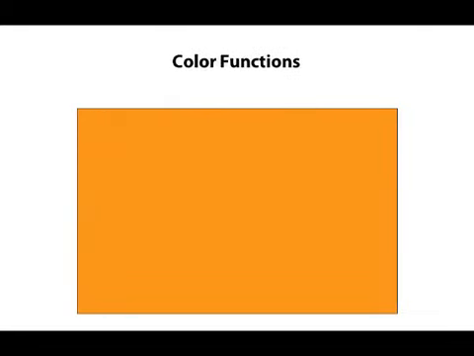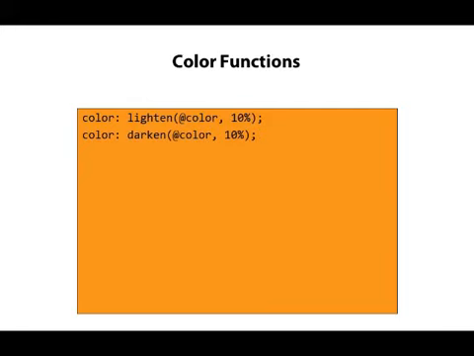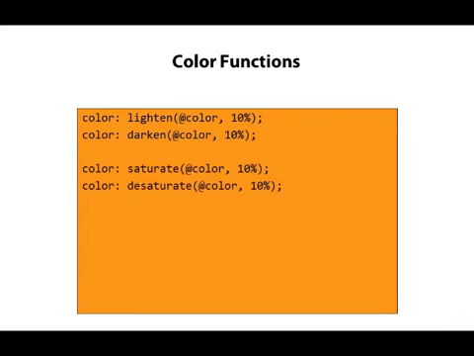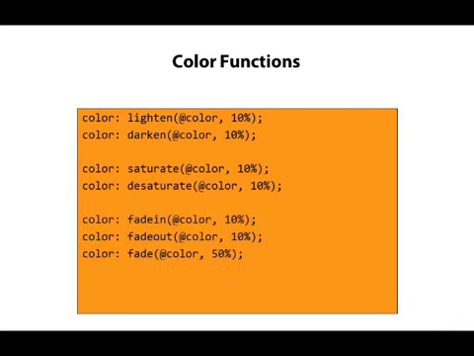There are also a number of different kinds of functions that are supported in less, and some of the more useful ones are the color functions. So here you can use a lighten or darken function to take some value, in this case @color, and lighten it by 10%, darken it by 10%, change the saturation levels, fade in, fade out, or just fade a color, which is going to change the transparency, or spin it across a color wheel. In this case, it's going to take a color and move it 10% across a color wheel, or mix two colors together.